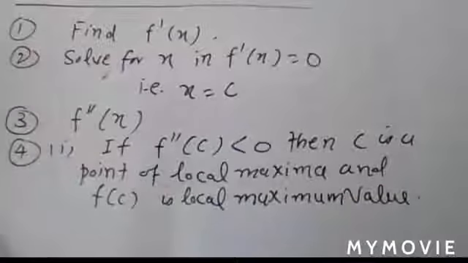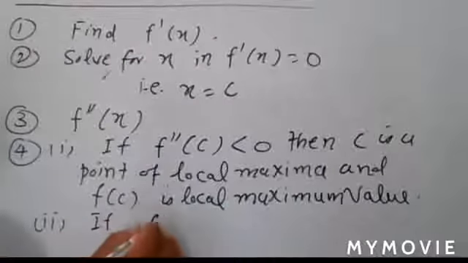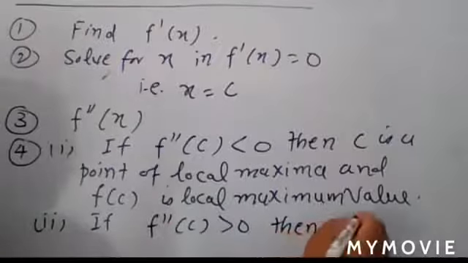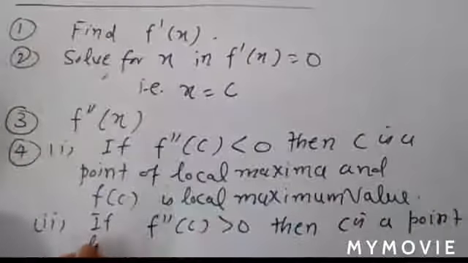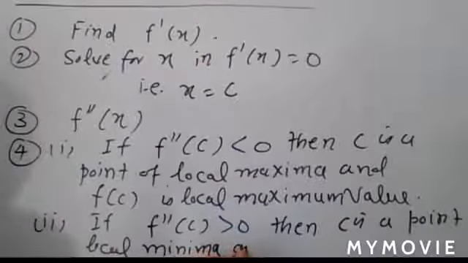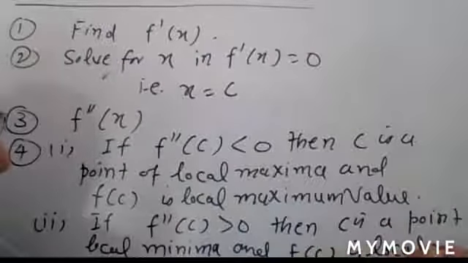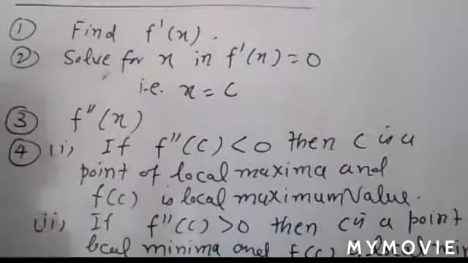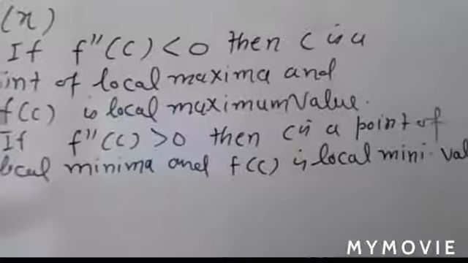Now in the second case, if f double dash c is greater than 0, then c is a point of local minima, and f of c is the local minimum value. Local minimum value. Noted.